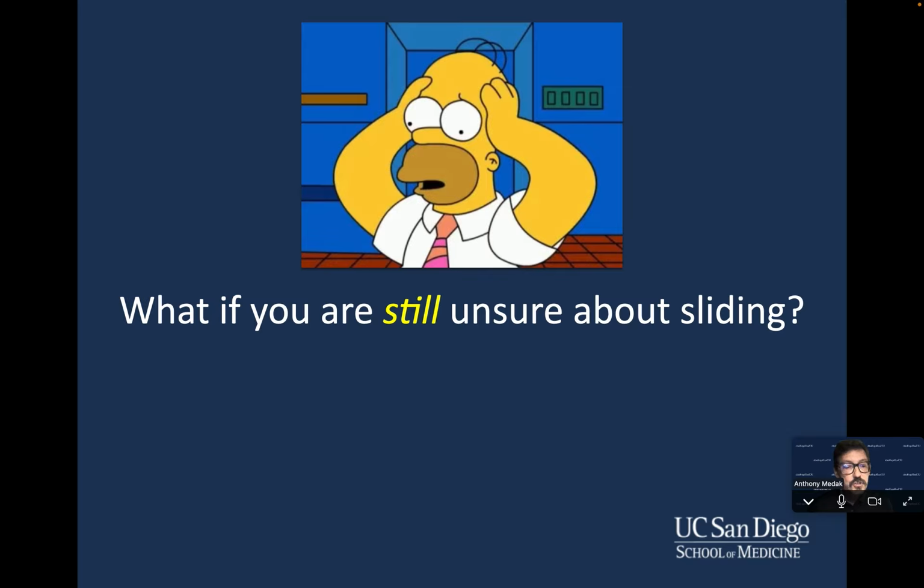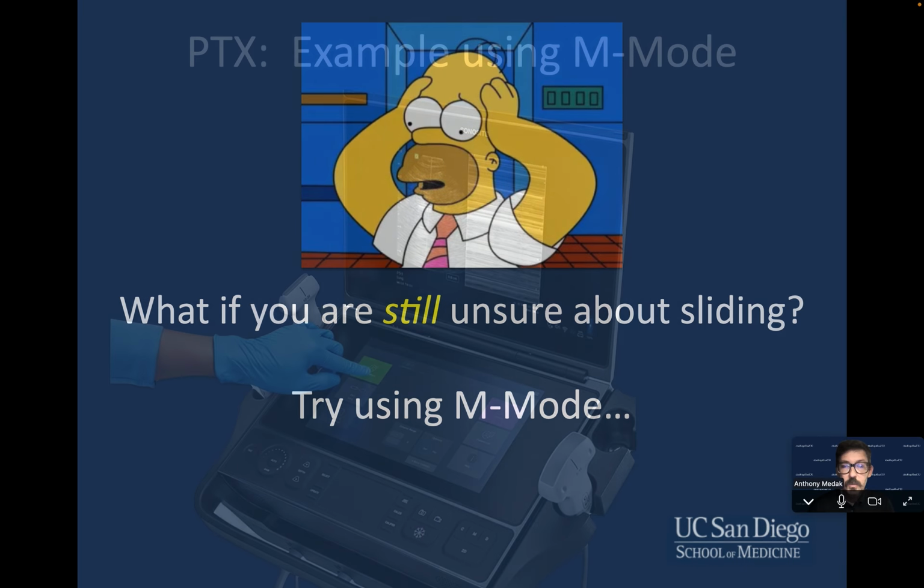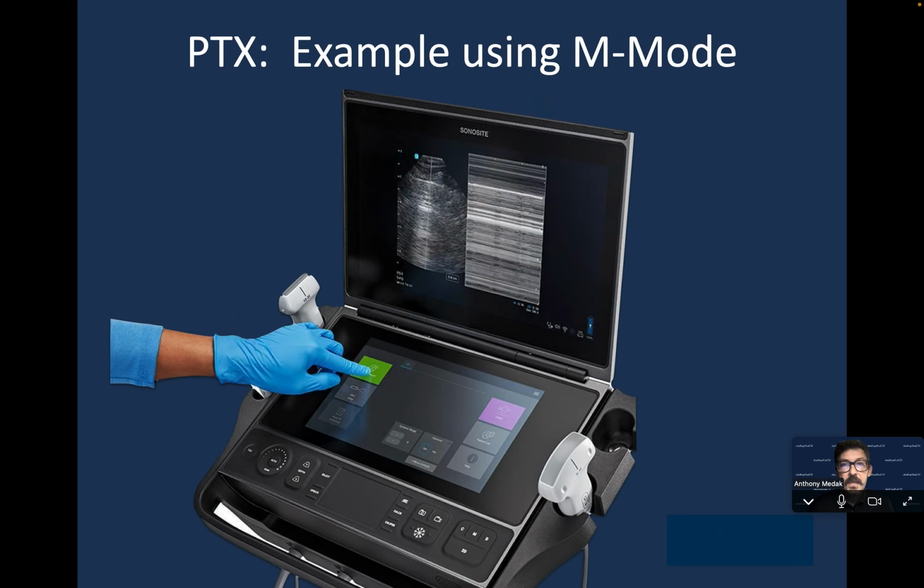If you're still unsure about sliding, there is a secondary technique you can use, and that involves using something called M mode. We talked about this in one of the introductory sessions many months ago, so I don't necessarily expect you to remember it, but all you have to do, and you'll practice this downstairs, is find on your particular system the modes of ultrasound buttons, which here you can see there's a color mode, there's a Doppler mode, and then there's an M mode.